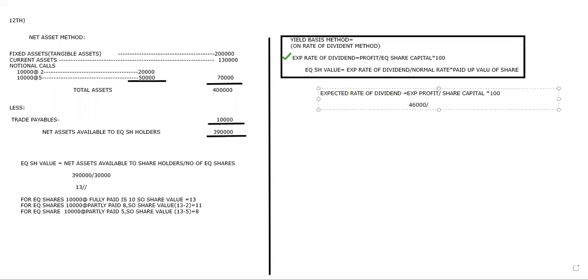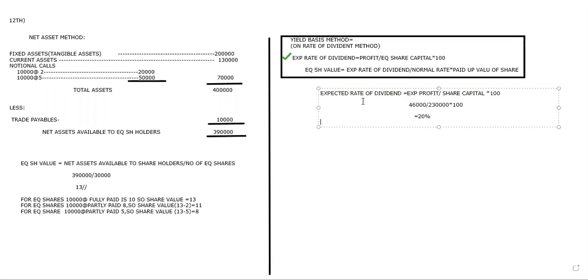So how much is the expected profit he gave us? 46,000 divided by my share capital. Please have a look in the textbook how I'm adding it. My share capital, whatever capital we got, that only we have to take. 10,000 into 10, that is 1 lakh, plus 10,000 into 8, 80,000. So 1 lakh 80,000. And the last one, 10,000 into 5 rupees, 50,000. So 1 lakh 80 plus 50,000, it will be 2 lakh 30,000, into 100. Just tell me how much you are going to get. 20%. Okay, so we got 20%.